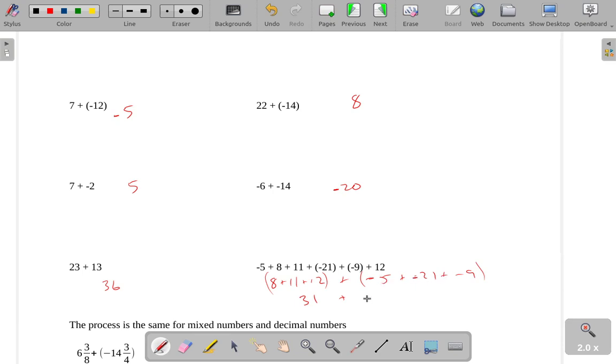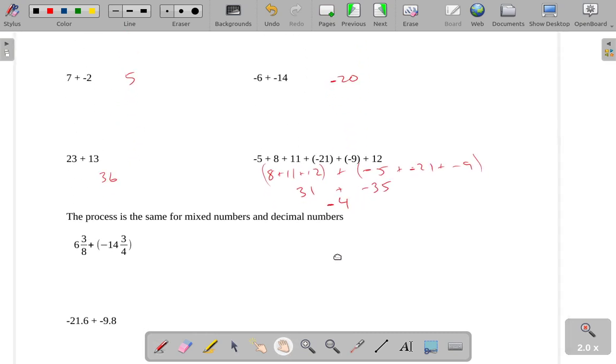Then we add the negative 5, we get a negative 35. So overall we have a 31 and a negative 35. These are opposite signs, so we have to do subtraction. 35 minus 31 is 4, but the negative number wins the battle, wins the tug of war, so we end up with a negative 4 here.